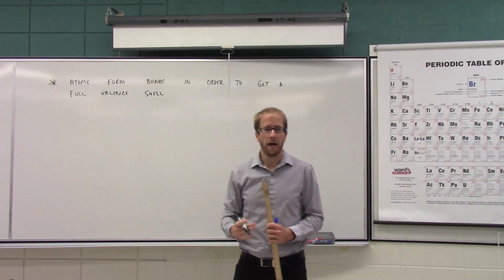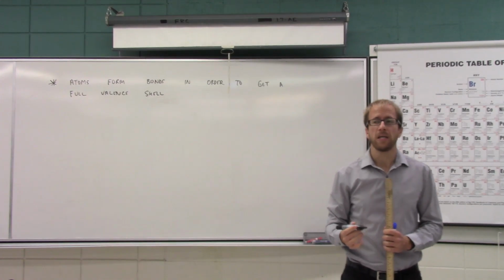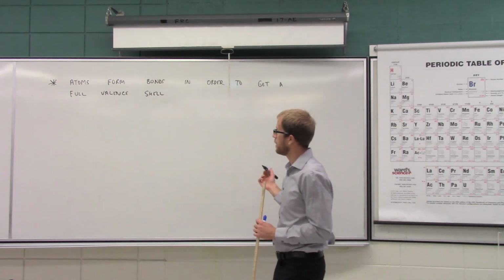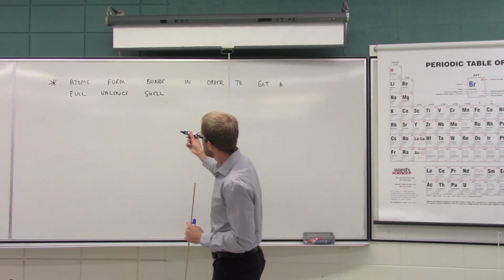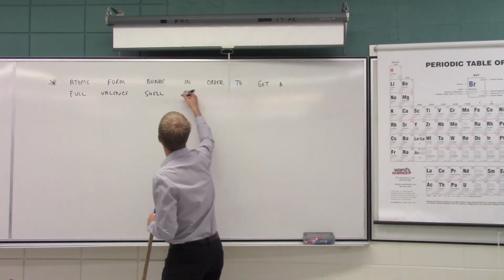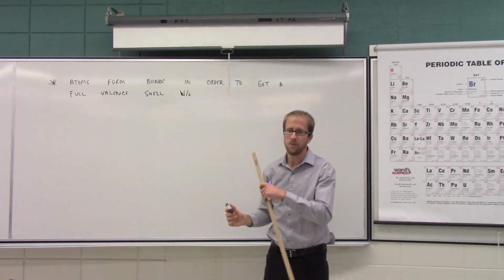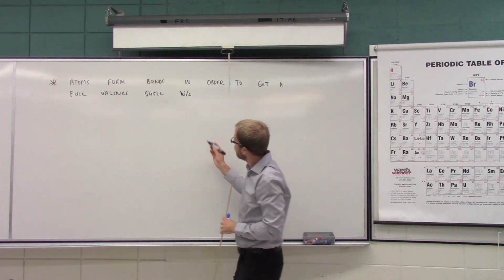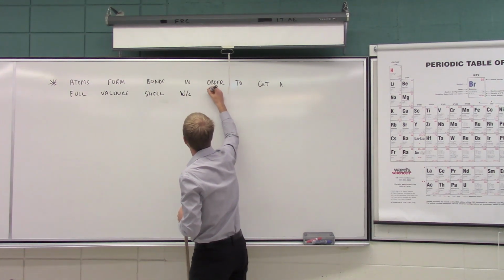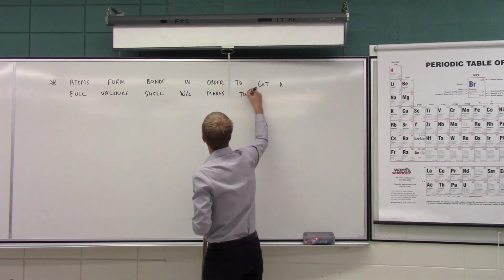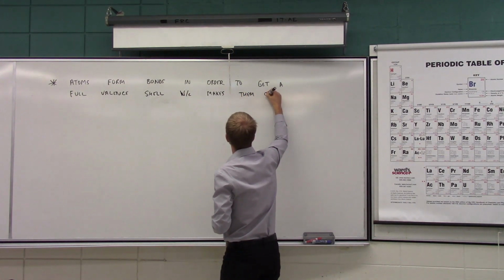And why do they do this? Because this makes them stable, electronically stable, just like their noble gas neighbors, right? Atoms form bonds in order to get a full valence shell, which, by the way, this is my shorthand for, which I use W/C, which makes them stable.